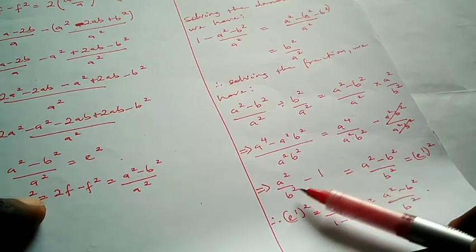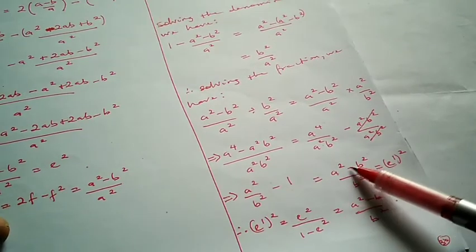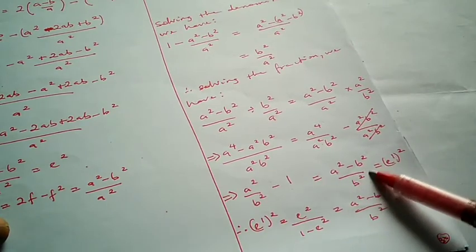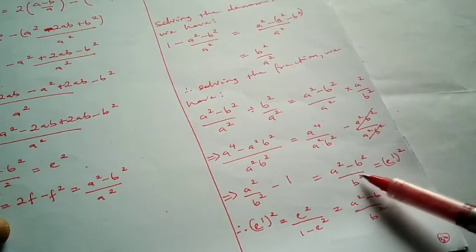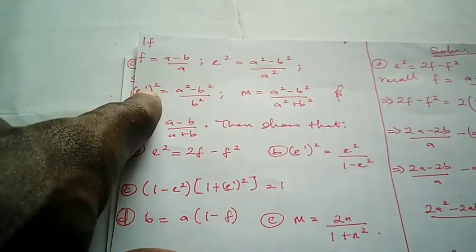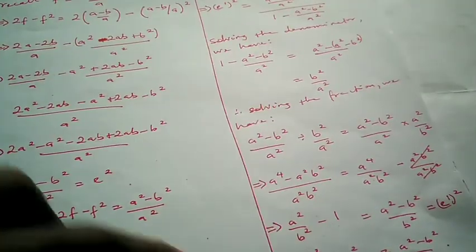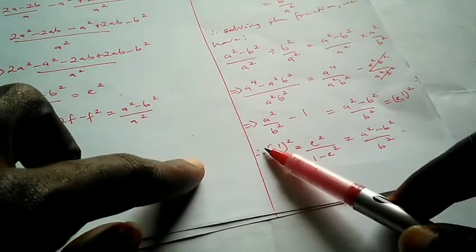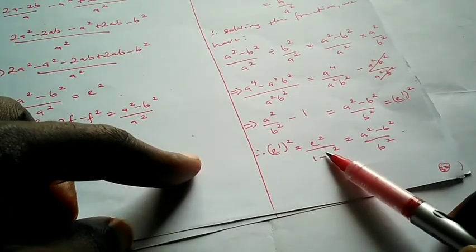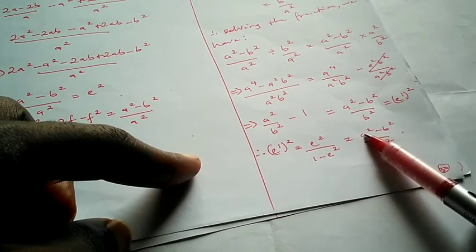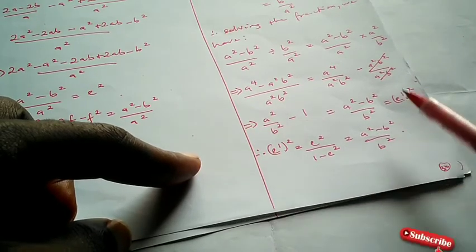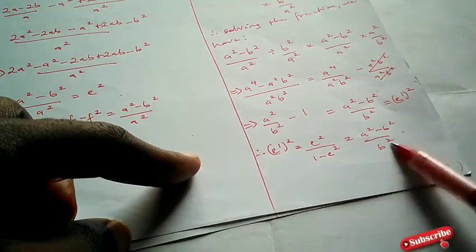So by the time you do something like that, you have what? A squared minus b squared all over what? B squared. And remember that a squared minus b squared all over b squared is, as given to us here, equal to what? E prime squared. Therefore, it has been proven that our e prime squared is equal to e squared over 1 minus e squared, which is equal to what? A squared minus b squared all over b squared. Are we together?